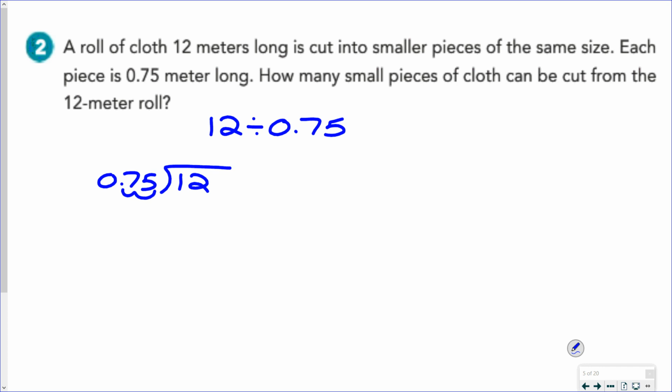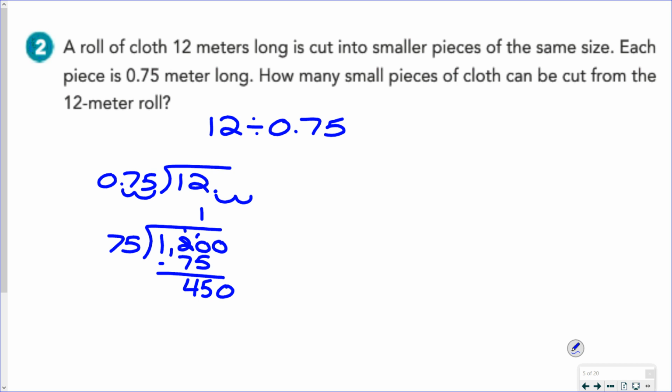Move decimal point twice, so we got to move our decimal point twice. 75 goes into 120 once. 120 minus 75 is 45. 75 would go into 450 6 times, and 6 times 75 is 450.